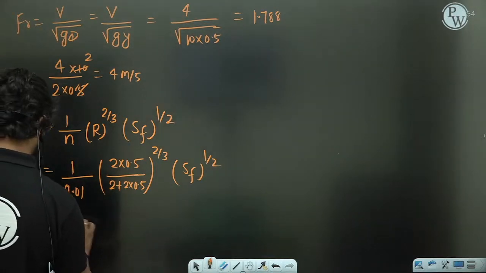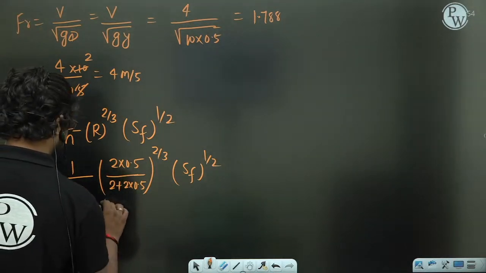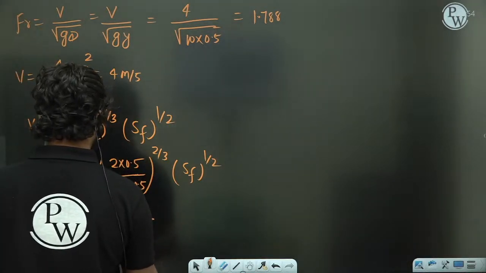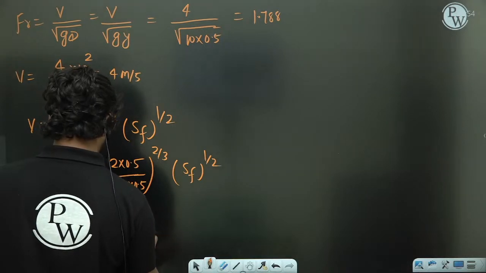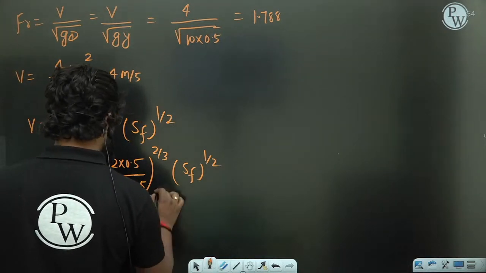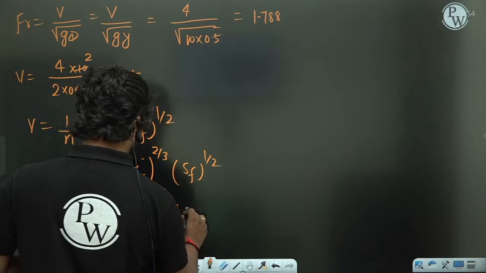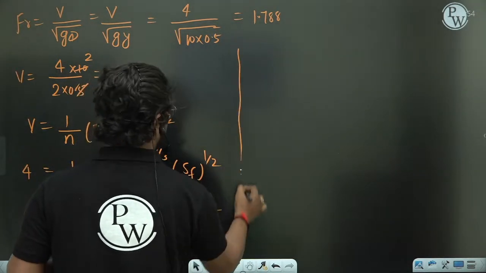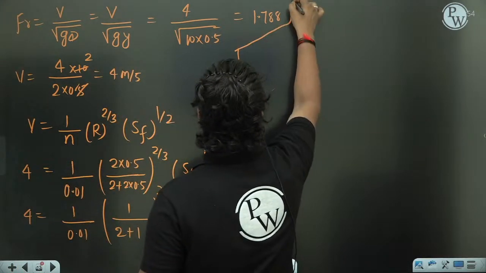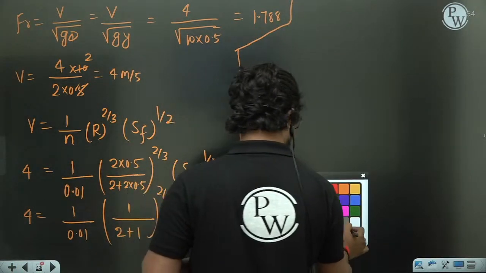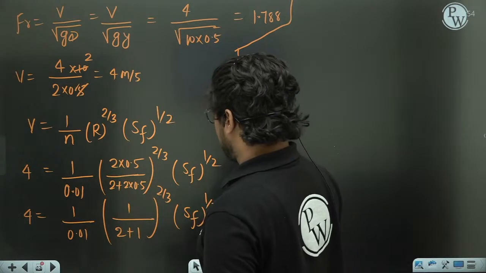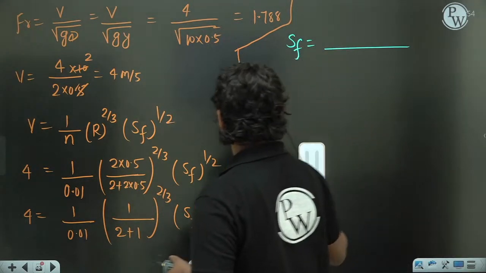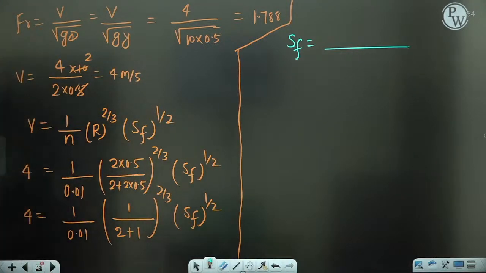So 4 equal to 1 by 0.01. This is nothing but the 1, 2 into 0.5 is nothing but the 1, divided by 2 plus 0.1, to the power 2 by 3. In bracket, we have SF to the power 1 by 2. So can you calculate SF for me?